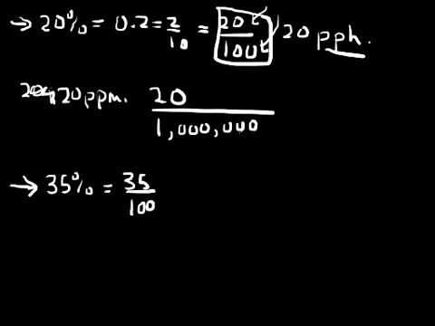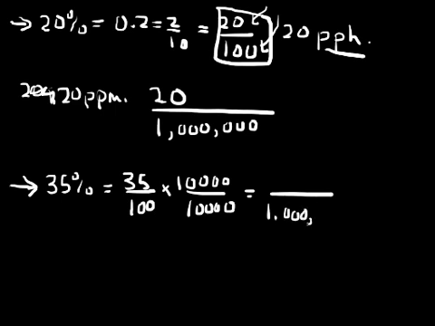To get from 100 to a million, 100 has 2 zeros, and I want to get to a million. How many more zeros do I need? I need 1, 2, 3, 4. So I'm going to multiply the top and bottom by something that has 4 zeros. So what do you get? Now you can see the bottom: you count out the zeros, 1, 2, 3, 4, 5, 6. Now the top, how many zeros? 1, 2, 3, 4.